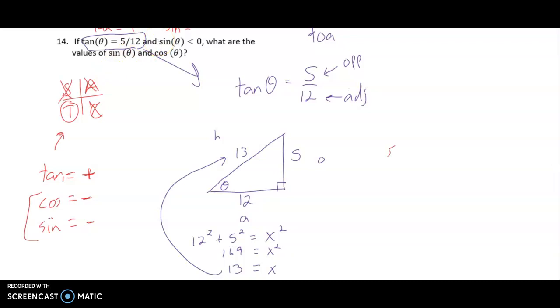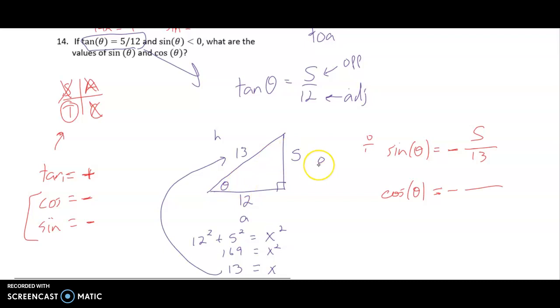Sine of theta is equal to, it's going to be a negative fraction. Cosine of theta is going to be a negative fraction. So now I just got to fill in. Sine is O over H. So I take the opposite, which is 5, put over the hypotenuse, which is 13.